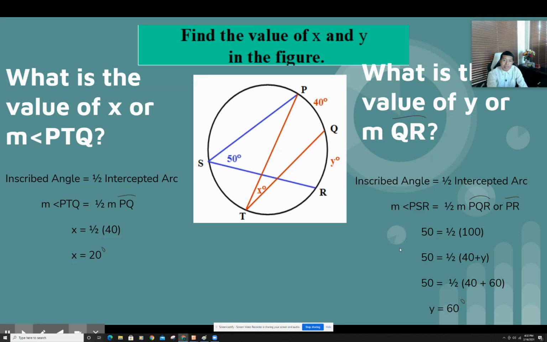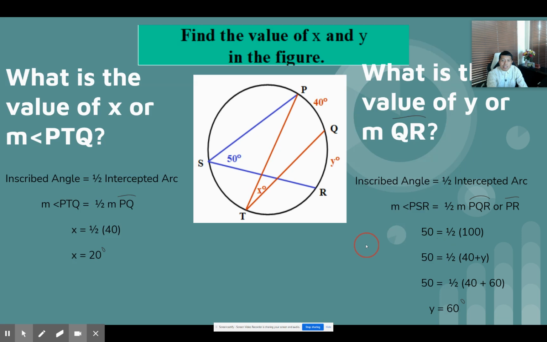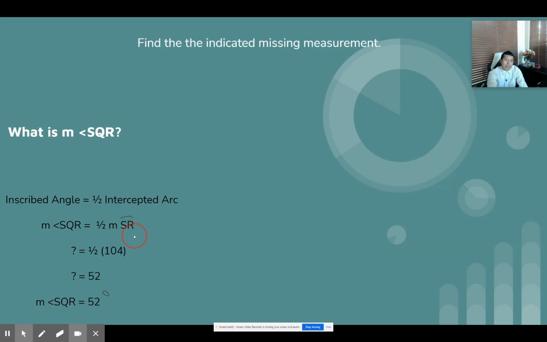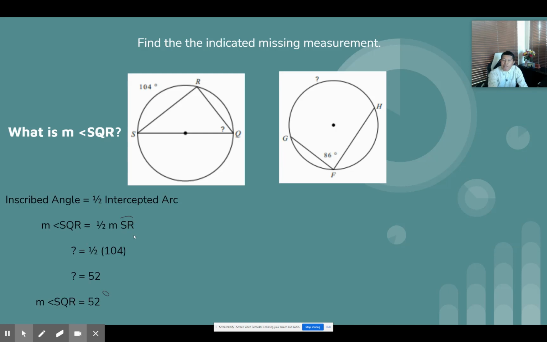All right. Now, let's have more of this. We have 2 more examples. What is the measure of angle SQR? The one with the question mark, what is the measure of that inscribed angle? Its intercepted arc is 104 degrees, so we simply take half of that 104, and that would be 52 degrees.